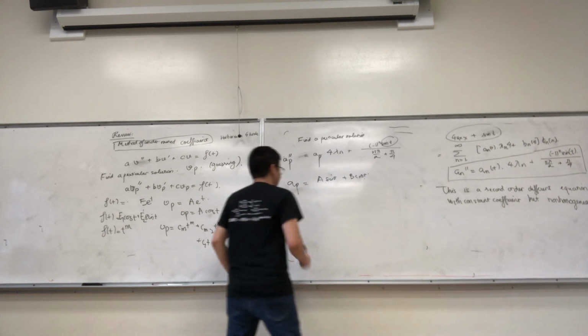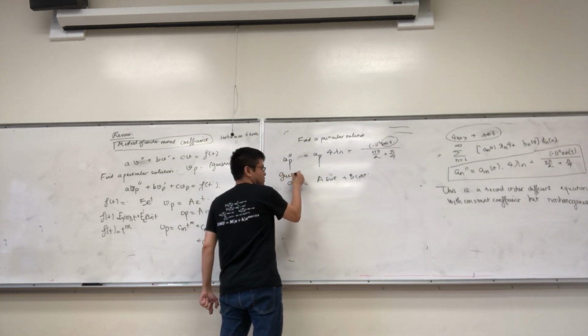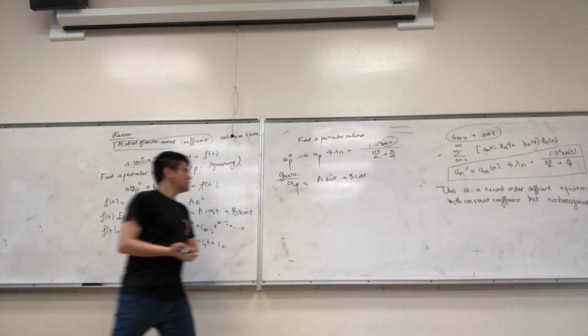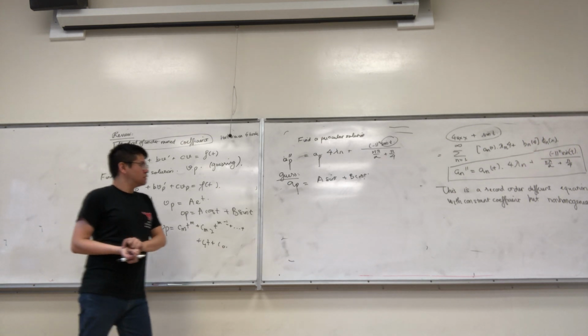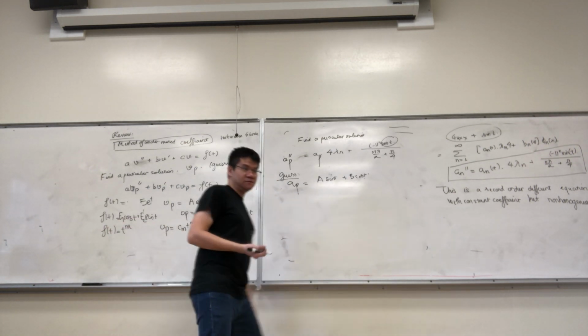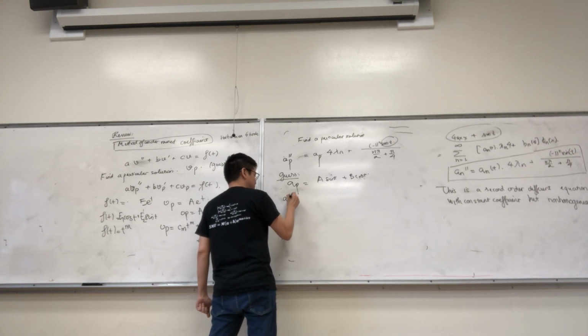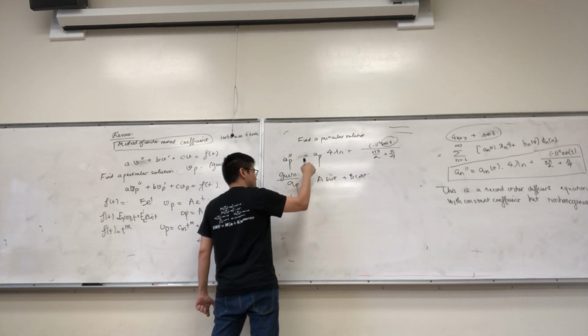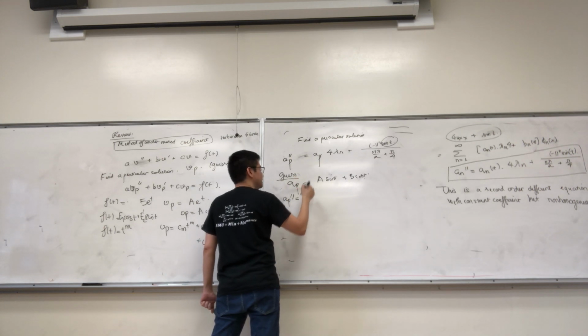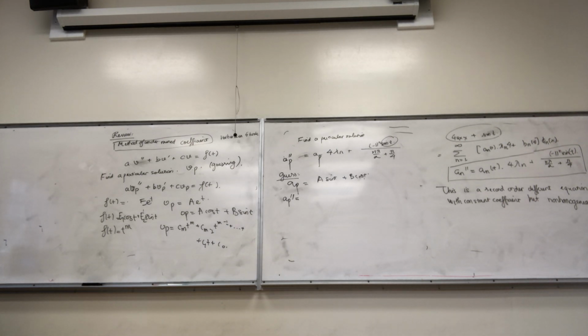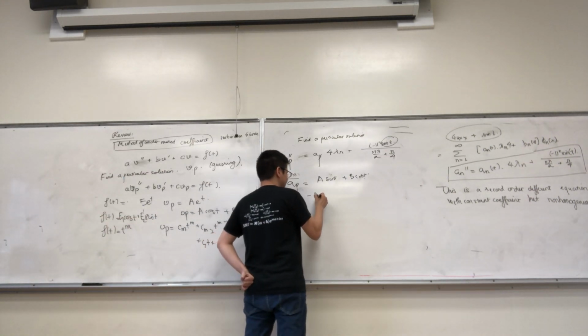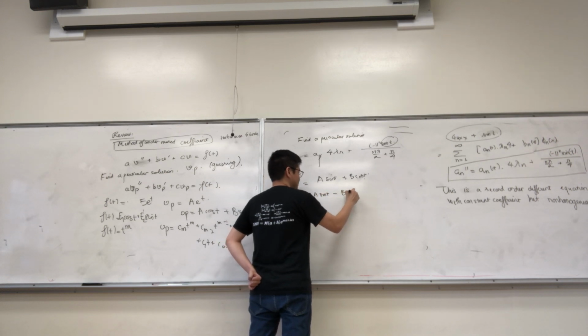So we guess that the particular solution will be of the type Ap equals A sine t plus B cosine t, right? And we want to find A and B. So now I have Ap prime. I have to take the second derivative of this guy, so that I plug it back here. So what is the second derivative? Negative A sine t minus B cosine t.